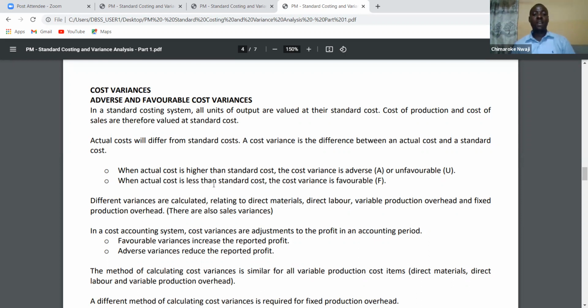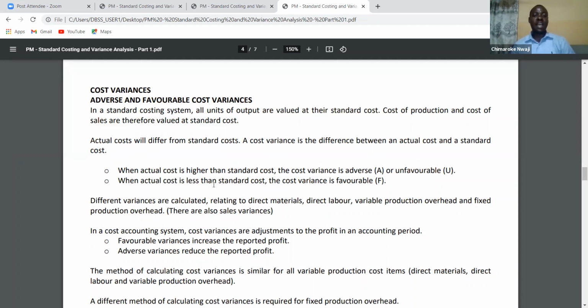Different variances are calculated relating to material. So we have material variance, we have labor variance, we have variable production overhead variance, and fixed production overhead variance. We also have sales variance. All of these will be discussed.